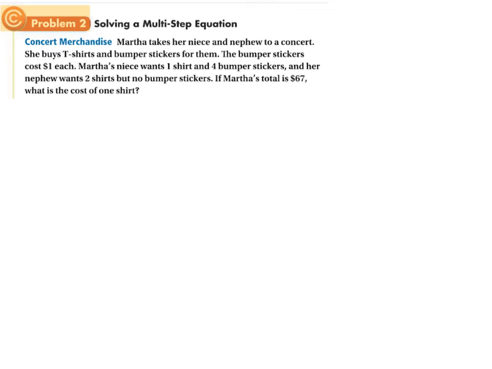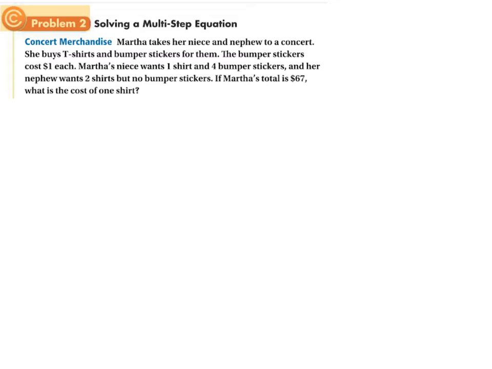Okay, we are now dealing with the word problem, so we need to actually write the word problem itself. Okay. Martha takes her niece and nephew to a concert. She buys t-shirts and bumper stickers for them. The bumper stickers cost $1 each. Martha's niece wants 1 shirt and 4 bumper stickers, and her nephew wants 2 shirts but no bumper stickers. If Martha's total is $67, what is the cost of 1 shirt?